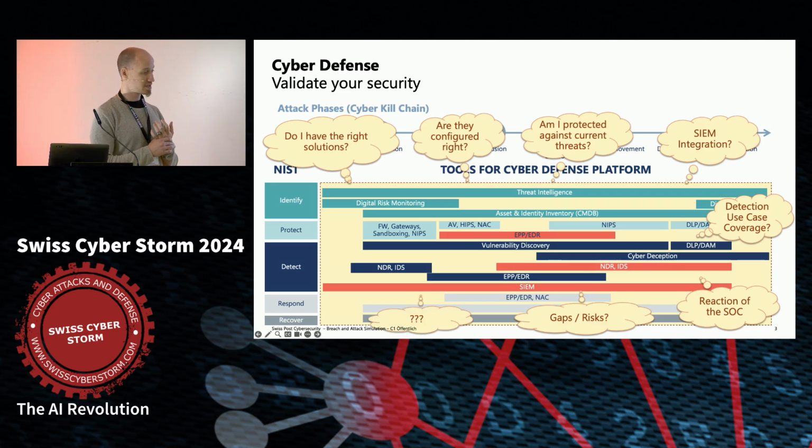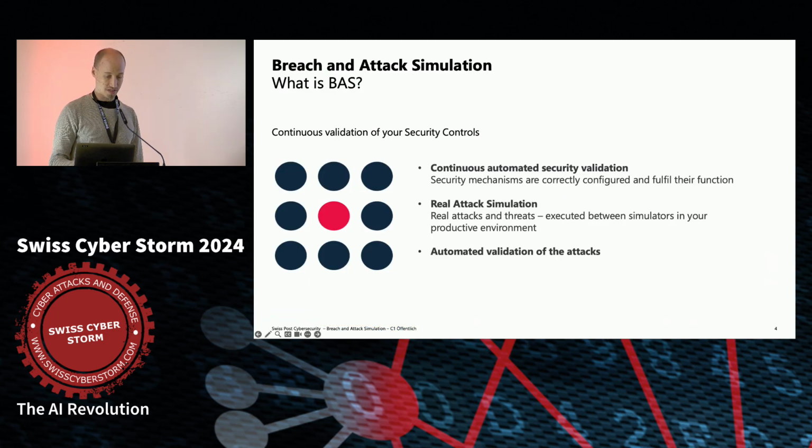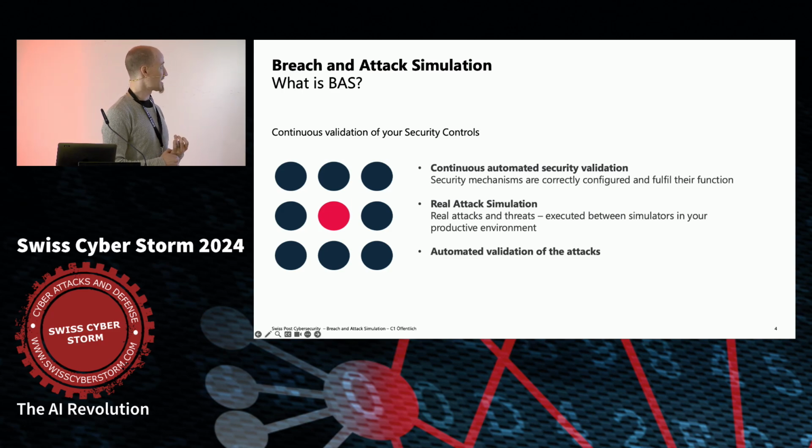So the logical next step is to implement something that will, in an automatic way, validate all the security controls that I have in place. And this is where automated validation comes into place. One solution is breach and attack simulation. So what is it actually doing? I usually call it continuous automated security validation.